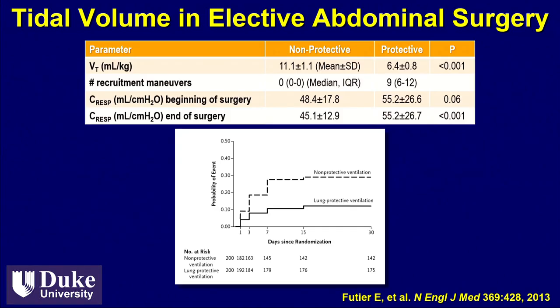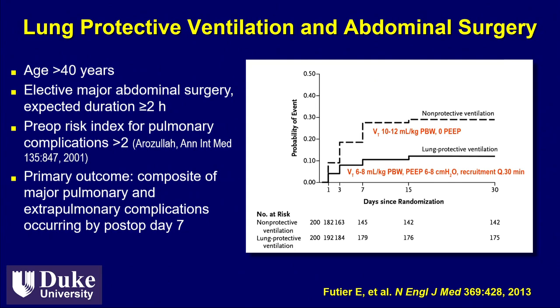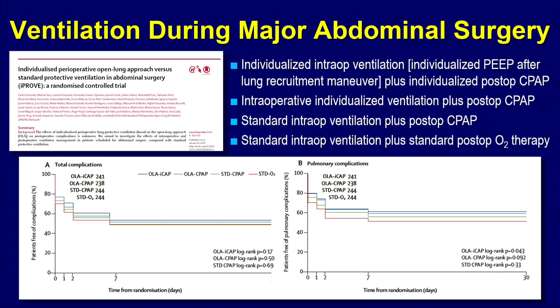And what they found was indeed that protective ventilation was helpful. In other words, the probability of an event, which was a combined group of post-op lung parameters, was less with protective ventilation. And so this supposedly settled the argument. However, since that time, others have criticized that study because one group used lower tidal volumes, but the other group didn't have any PEEP.